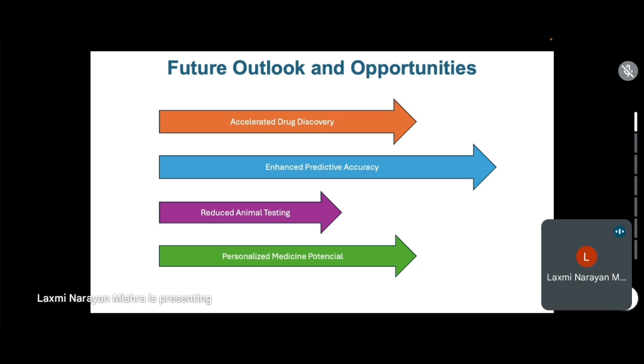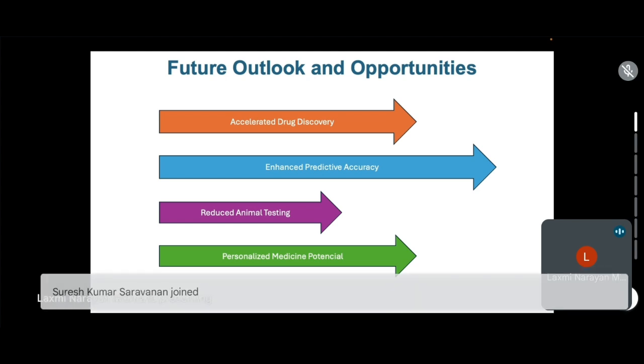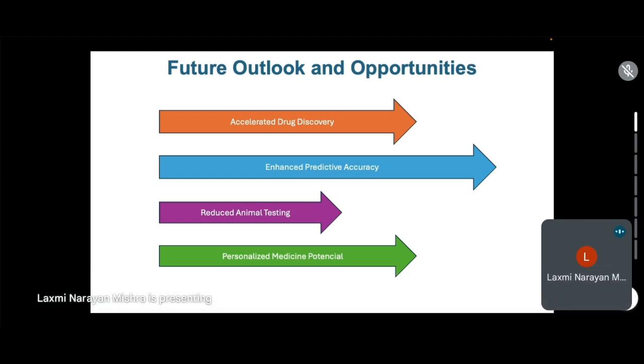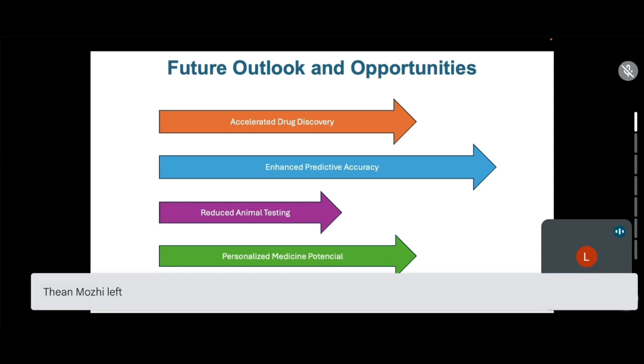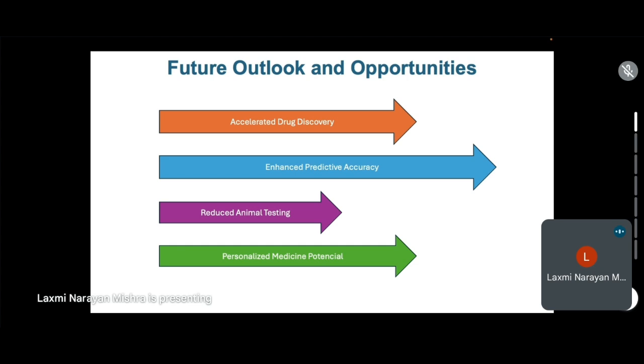So this is the final slide, regarding future outlook and opportunities. Using these iPSC and 3D culture models, we can have accelerated drug discovery. We can have enhanced drug predictive accuracy. We can reduce animal testing, which is a very good sign, I think. And we will have personalized medicine potential using them.